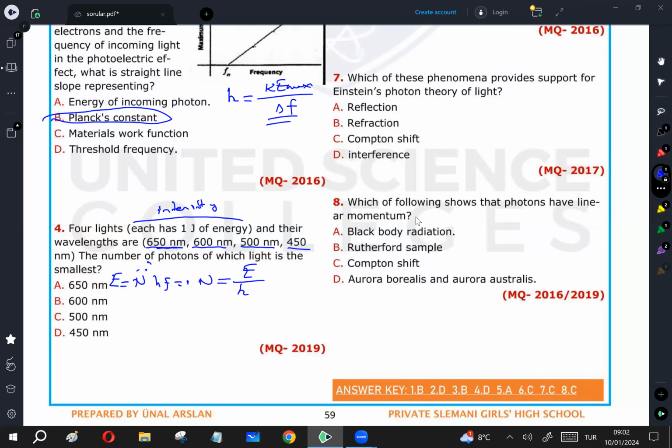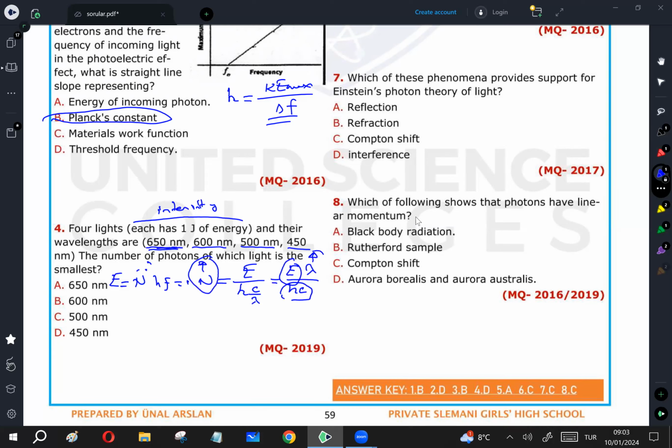But this is written in terms of frequency, but given values are in terms of wavelength. So I'm going to write energy in terms of wavelength, c divided by lambda instead of f. Lambda goes up to the numerator, E times lambda divided by hc. hc is a constant number because Planck constant and speed of light don't change. E is given 1 joule. So number of photons and wavelengths are directly proportional, as you see.